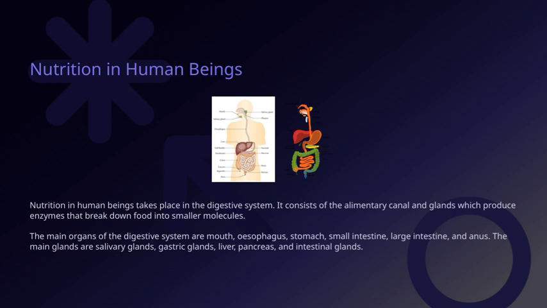So, when we talk about nutrition in human beings, it primarily takes place within this complex system, specifically in the digestive system. This system comprises the alimentary canal, which is the continuous tube from mouth to anus, and the glands that produce essential enzymes. These enzymes are crucial because they break down food into smaller, more manageable molecules that our body can absorb and use for energy, growth, and repair.